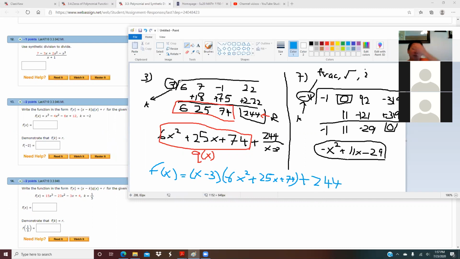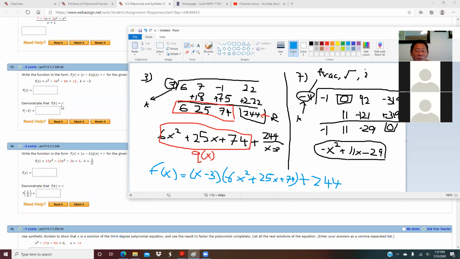So if I want you to do question 3 and write in the form of this, f(x) equals (x minus k) q(x) plus r, this is the form. And then the question says, what is f(k) equals to r? Then your answer is just 244. So this 244 will be your second one, okay?